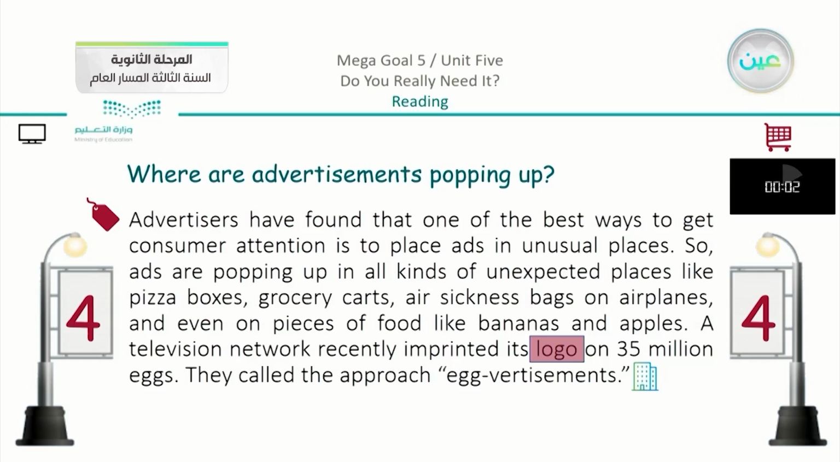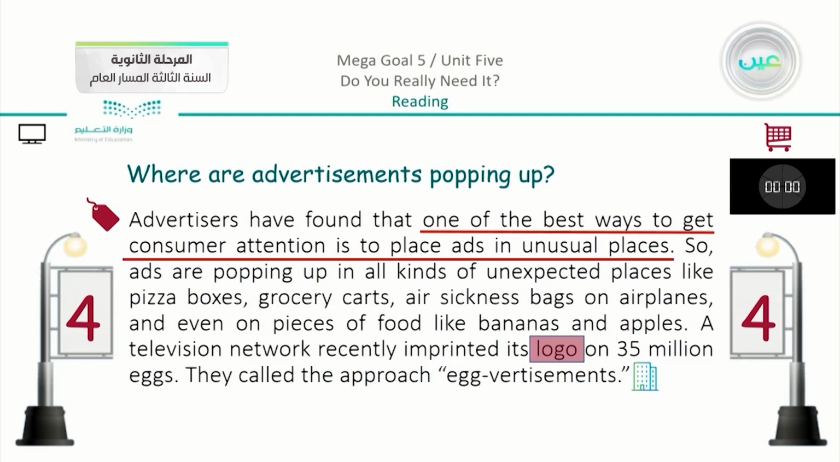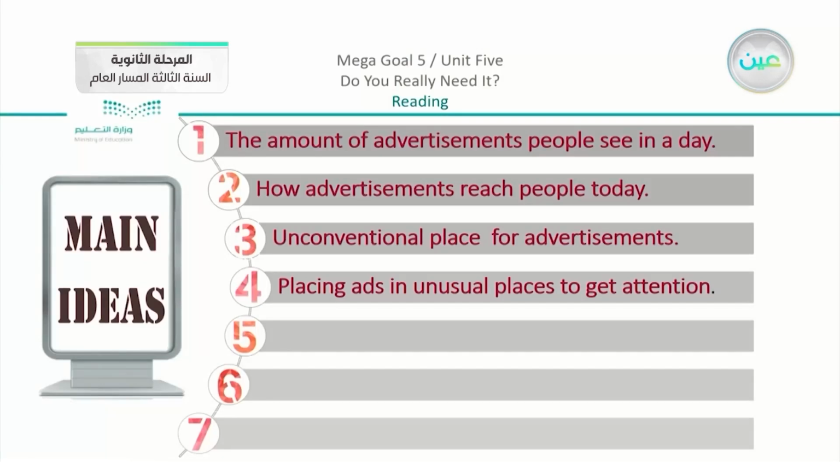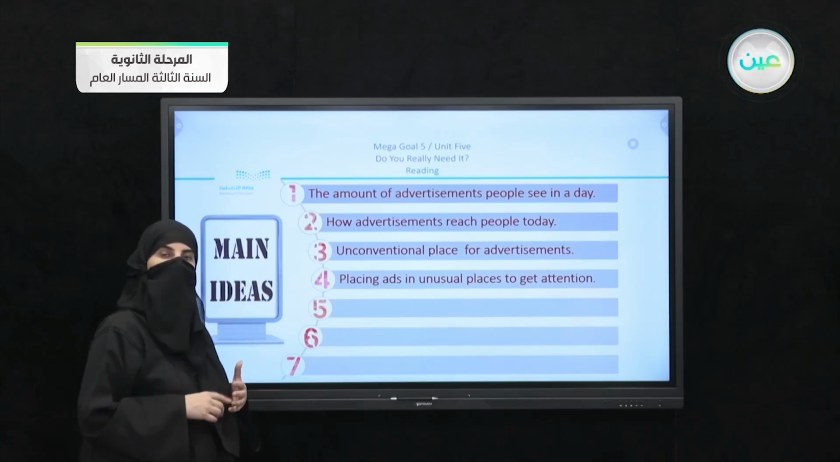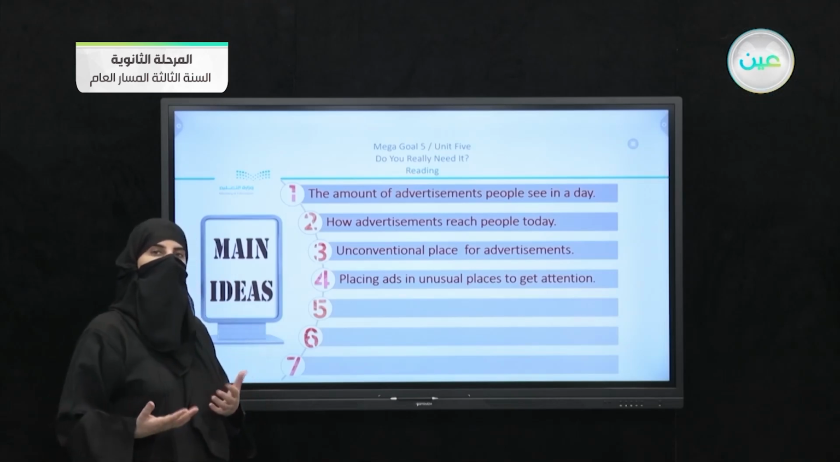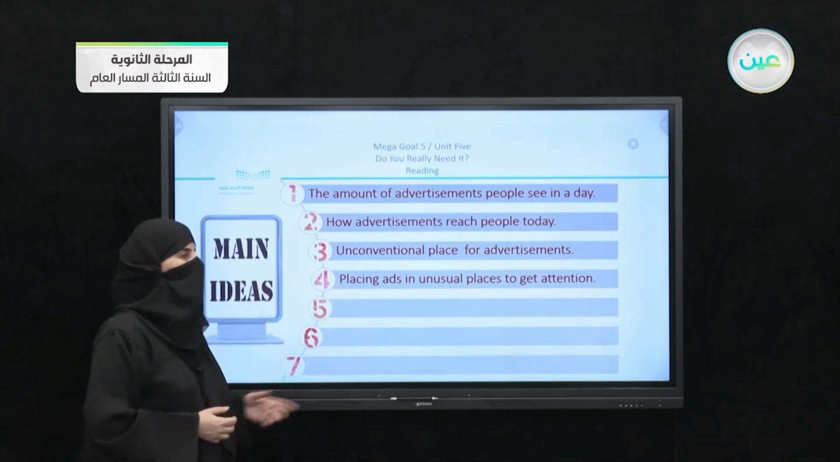And time's up. Okay, so let's see the main idea that we have here. Now advertisers have found that one of the best ways to get consumer attention is to place ads in unusual places. So we have here something about placing ads in unusual places to get attention. So you can see that there is a relationship between the idea that we have here in 3 and 4, and of course, how to reach these people in number 2.